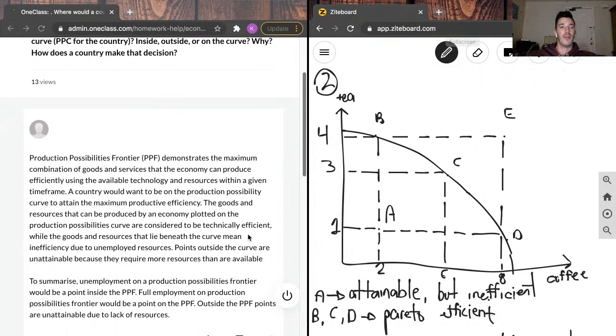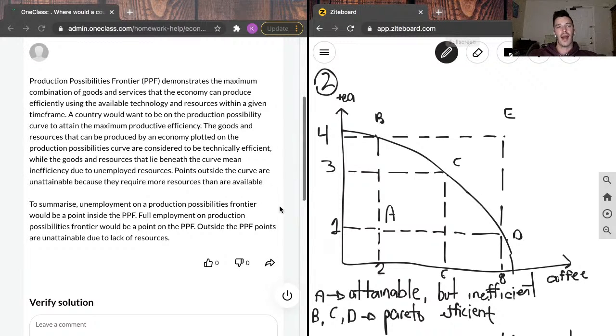Our junior tutor said that the production possibilities frontier demonstrates the maximum combination of goods and services that the economy can produce efficiently using the available technology and resources within a given time frame. A country will want to be on the production possibility curve to attain the maximum productive efficiency. The goods and resources that can be produced by an economy plotted on the production possibility curve are considered to be technically efficient or Pareto efficient, while the goods and resources that lie beneath the curve mean inefficiency due to unemployed resources. So that refers to point A.